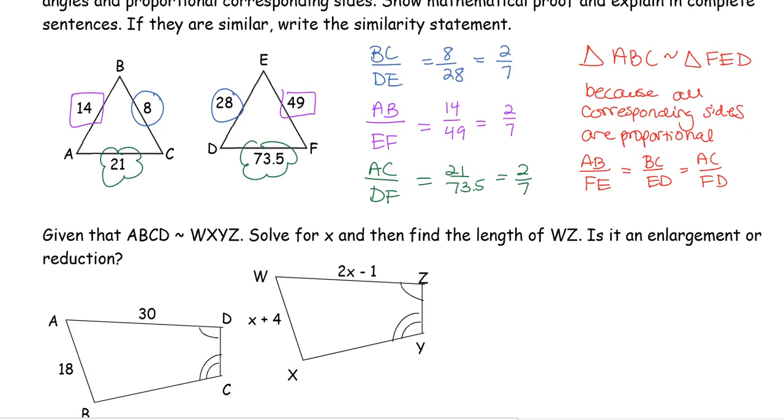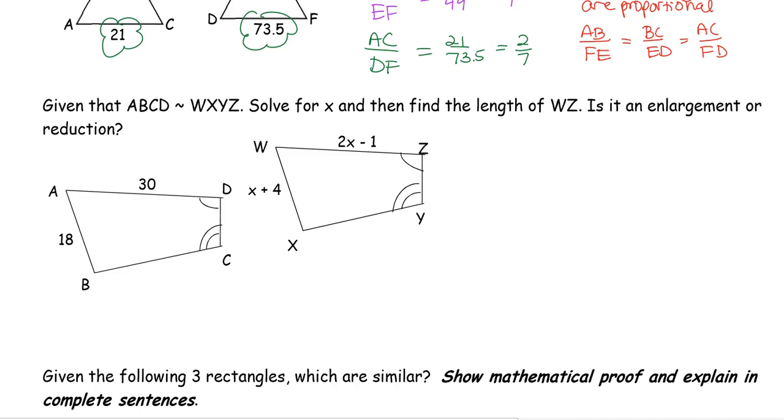Next one, given that your quadrilateral ABCD is similar to WXYZ, solve for x and then find the length of WZ. So the first thing I'm going to do, we are given very important information here. Because I was given the similarity statement, I know which sides are proportional and which angles are congruent. The first thing I'm going to check is to see, are my sides drawn in corresponding order? So ABCD, ABCD, WXYZ. Perfect. The letters match up here with the way the diagram is drawn.